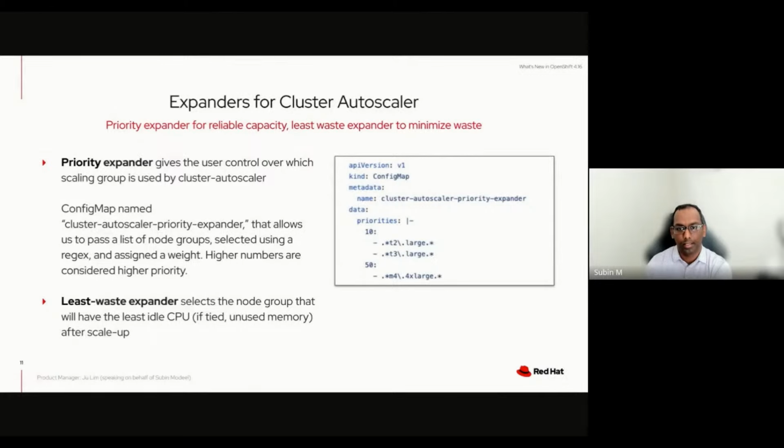The other expander is the least waste expander. In this one, you select the node group based on the least idle CPU after scale up. This is available from 4.16. Over to Peter.